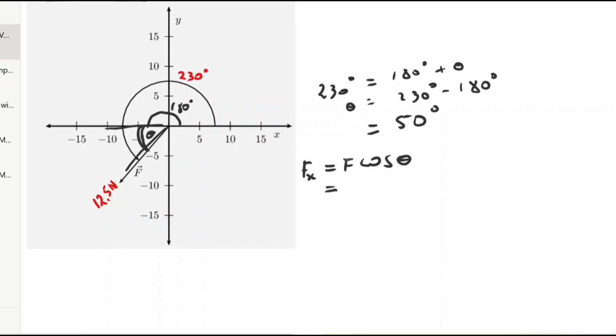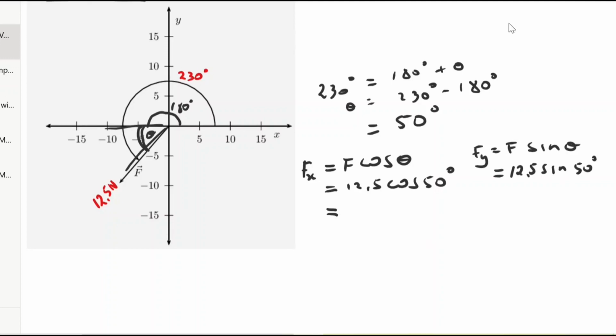equals to 12,5 Newtons cos 50 degrees. And the value of Fy is going to be F sine theta equals to 12,5 sine 50 degrees. Now I need to calculate the size of these two forces. Now this works out to be 8,03 Newtons, and this one is 9,58 Newtons. What about the direction?